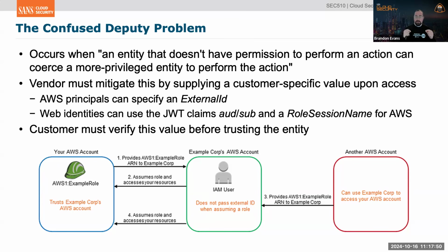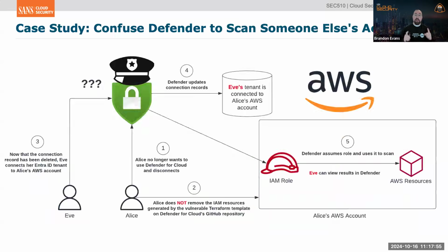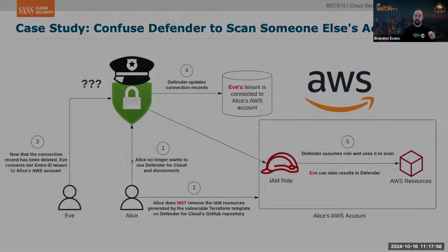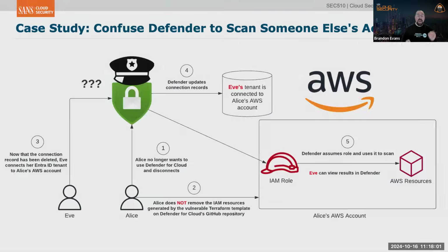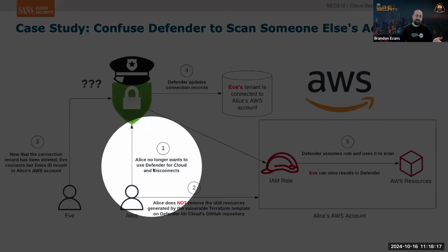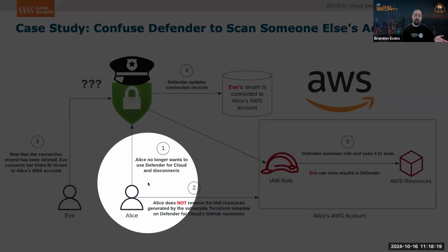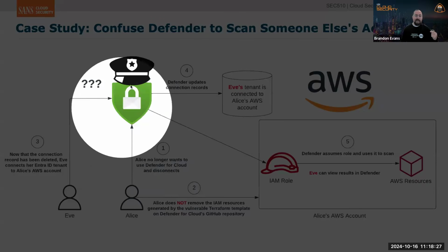In the case of the Microsoft Defender for Cloud Terraform template that we used, and this is specifically the Terraform template that was on the GitHub repository, that did not have a customer-specific identifier in the policy. So here's the scenario of what could go wrong that could result in sensitive data disclosure. Let's say Alice says, you know what? I don't want to use Microsoft Defender for Cloud anymore. I've done this evaluation. I want to use Wiz or Prowler or some other tool. So I'm going to tell you, Defender for Cloud, to stop scanning me.